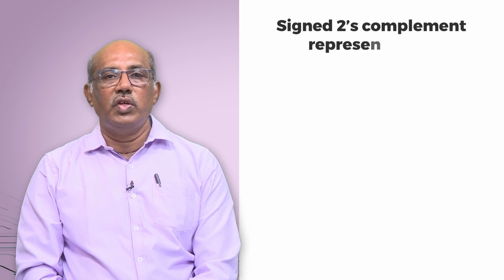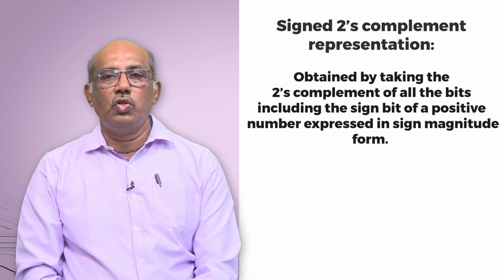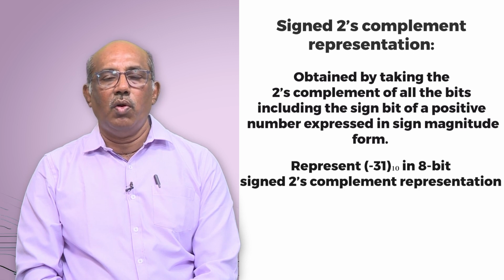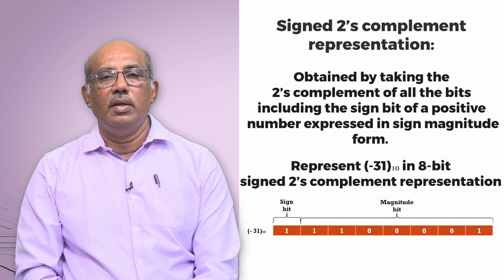Now, we come to the sign 2's complement representation, obtained by taking the 2's complement of all the bits including the sign bit of a positive number expressed in sign magnitude form. Here, it shows how the decimal number minus 31 is represented in 2's complement form. We can see that the most significant bit, that is the sign bit, is 1, which shows that the number is negative.